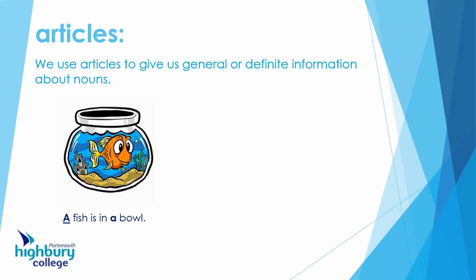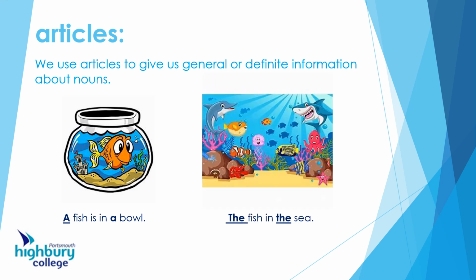So let's have a look at articles. Now there are only 3 articles in English, and that's a, an, and the. And we use them with nouns to give us information about things that is general or definite. Sometimes we don't use them at all. So here's a picture. We've got definite information: there's a fish in a bowl. But here we're just generally talking about the fish in the sea.